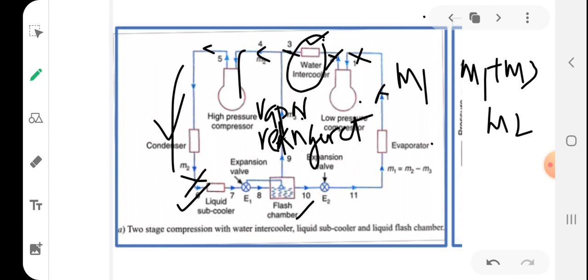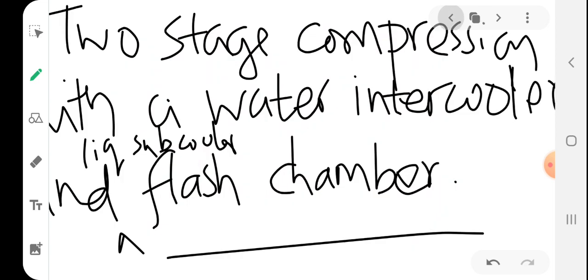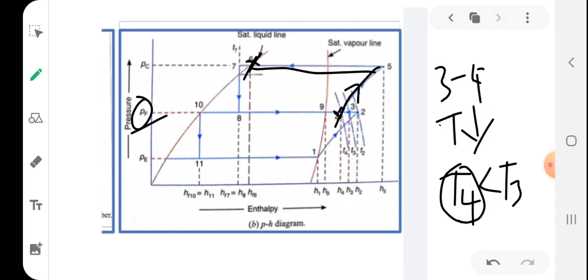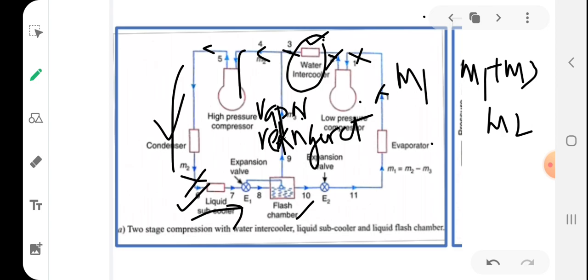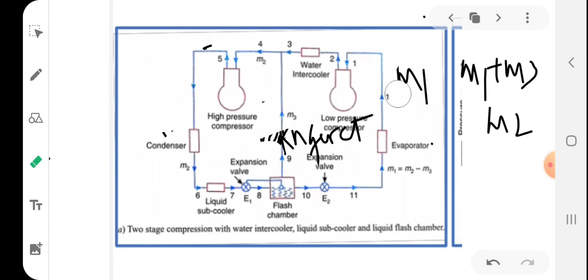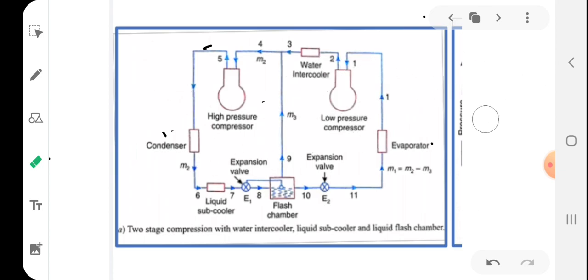From this saturated liquid state, it is passing through a liquid subcooler. It means it is again cooled to a temperature below T6, to a temperature T7. So T7 means it is subcooled. So subcooling takes place. The mass flow rate is m2, so that you have to note down.